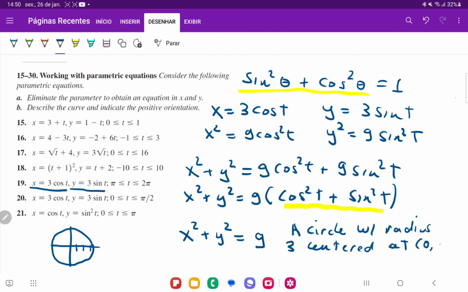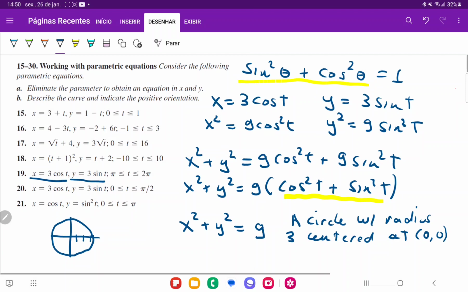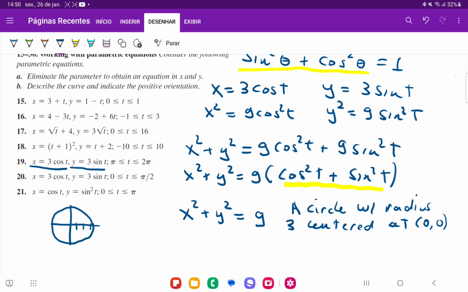Okay. However, we are not done here because we do need to also put a restriction here for this parameter, right? Because t was between pi and 2 pi, which meant that we're beginning over here, we're at pi, and then we're going around all the way to 2 pi. So it's not the full circle, it's really the semicircle that begins at the outer edge on the left and then ends at the outer edge on the right.